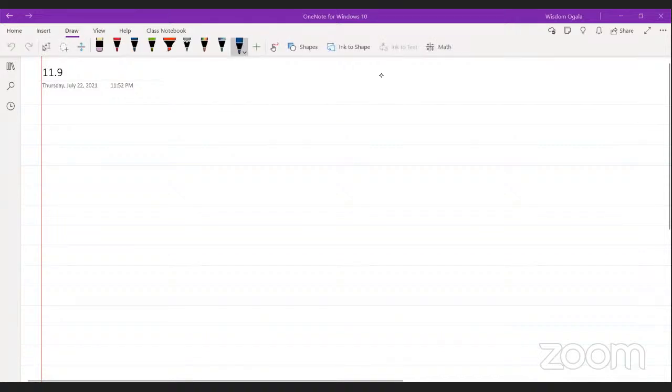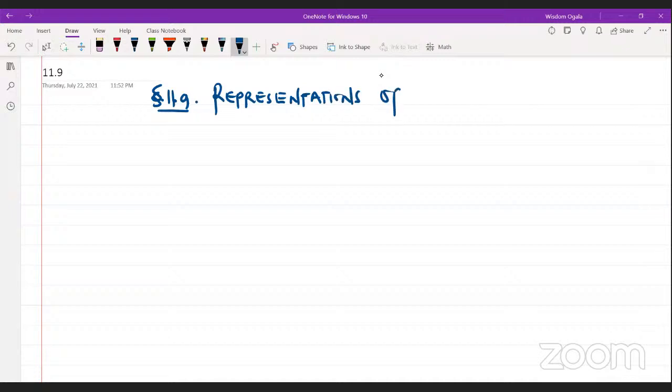So this is another session, 11.9. And in section 11.9, our study is going to focus on representations. How to really represent functions as power series. Representations of functions as power series.